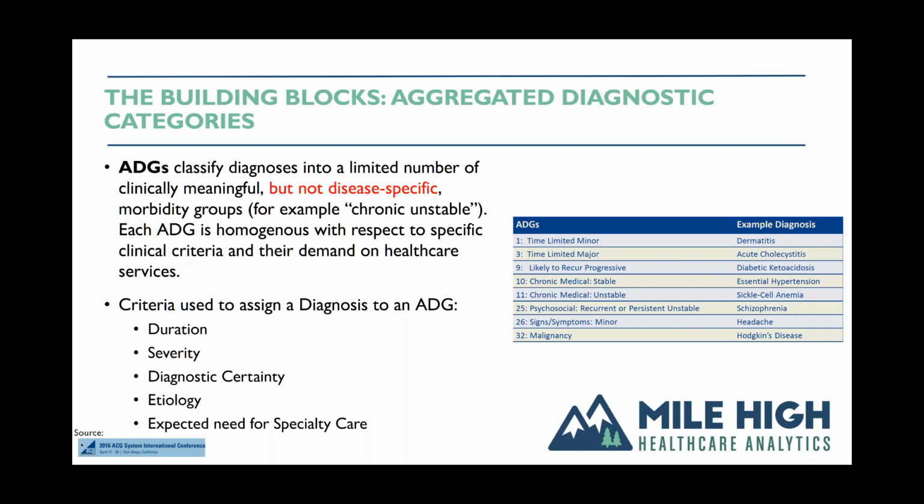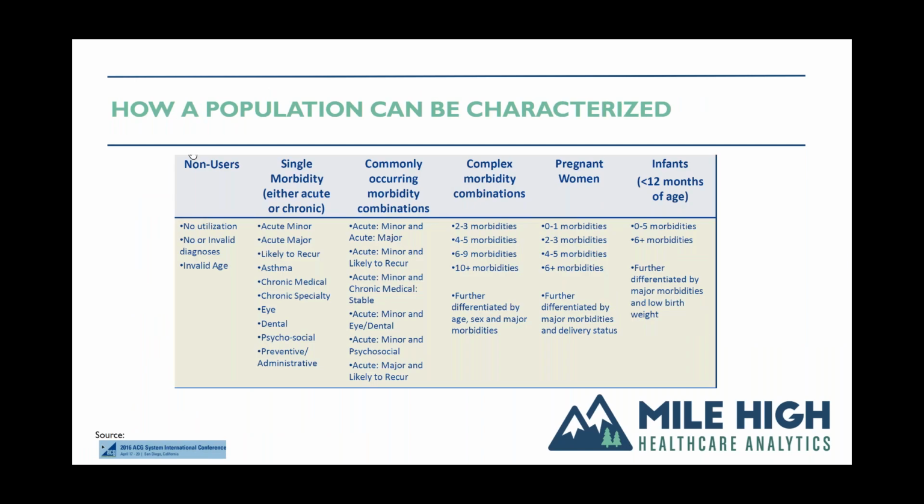The criteria that are used to assign diagnosis codes to an ADG are shown at the bottom, and they're based on the duration, severity, diagnostic certainty, the etiology, the cause of the disease or condition, and the expected need for specialty care. So, again, it's not just putting diseases into buckets. There are 32 ADGs, and those form the building blocks of the ACG system.